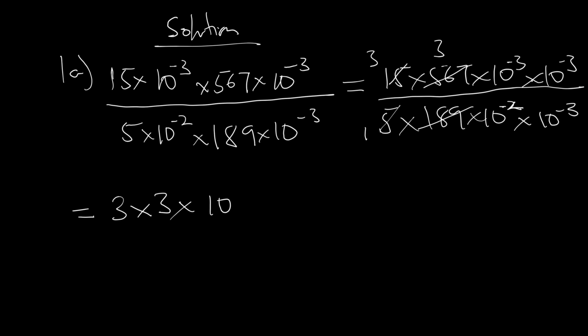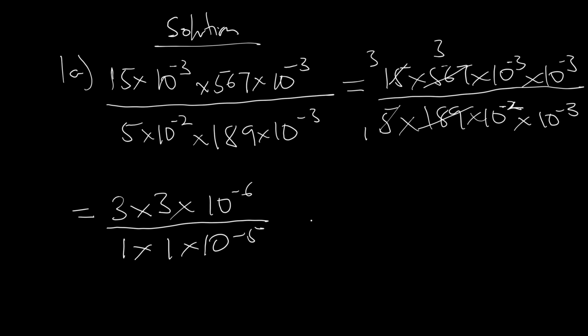Since the bases are the same, we add the exponents. Negative 3 plus negative 3 gives negative 6. All this is over 1 times 1 times 10 raised to the power negative 2 times 10 raised to the power negative 3. Since the bases are the same, we add the exponents: negative 2 plus negative 3 gives us negative 5.